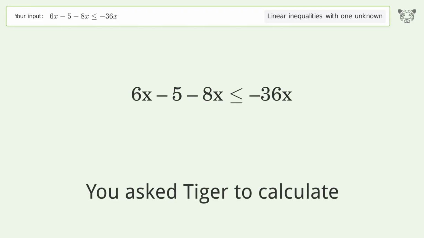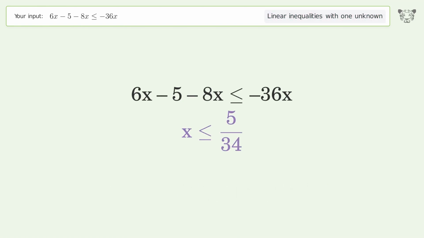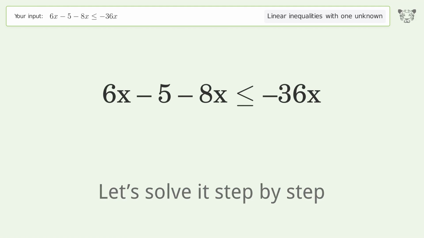You ask Tiger to calculate. This deals with linear inequalities with one unknown. The final result is x equal or smaller than 5/34. Let's solve it step by step.